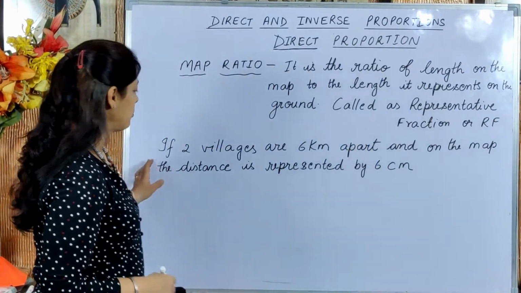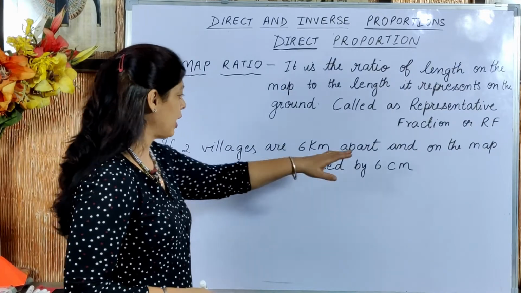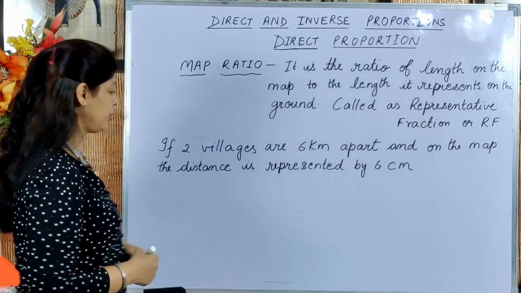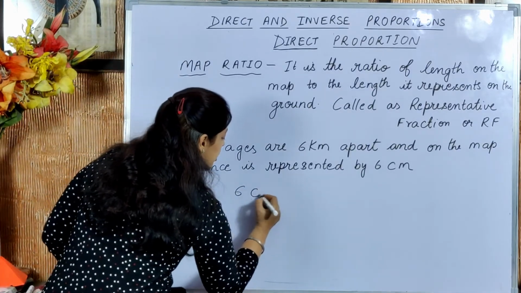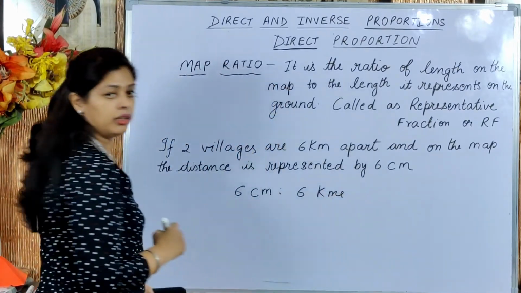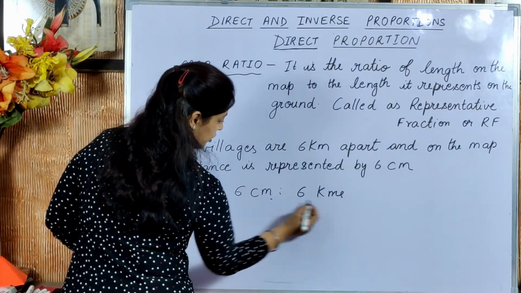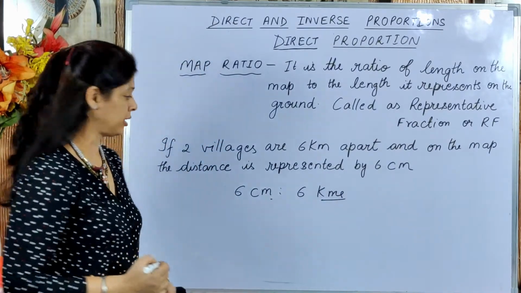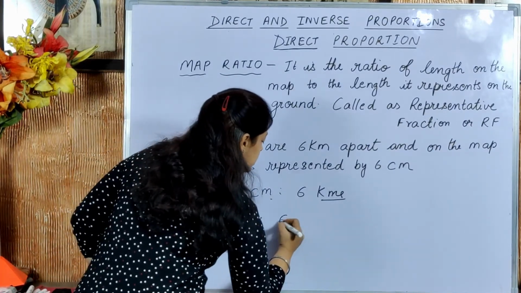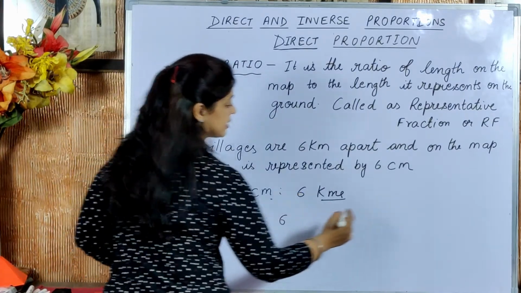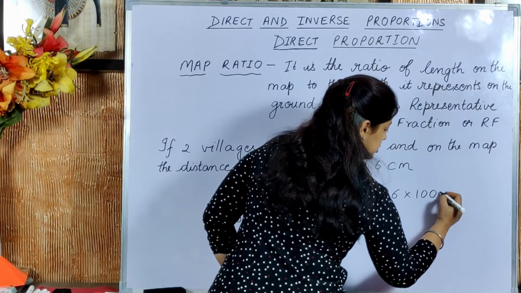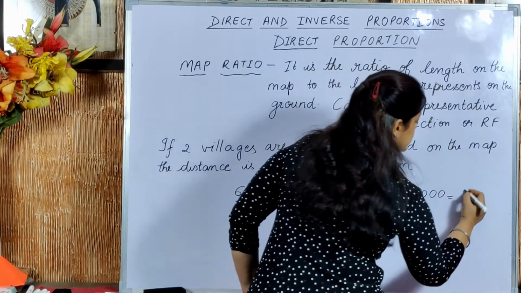So for example, if two villages are 6 kilometers apart and on the map the distance is represented by 6 centimeters, what will be the map ratio? It will be 6 centimeters to 6 kilometers. Now here, to compare, we have to convert these kilometers also to centimeters. So here units have to be the same. So 6 kilometers can be written as, first we convert 6 kilometers into meters. So 6 into 1000, as 1000 meters is 1 kilometer. So 6 into 1000 gives 6000 meters.